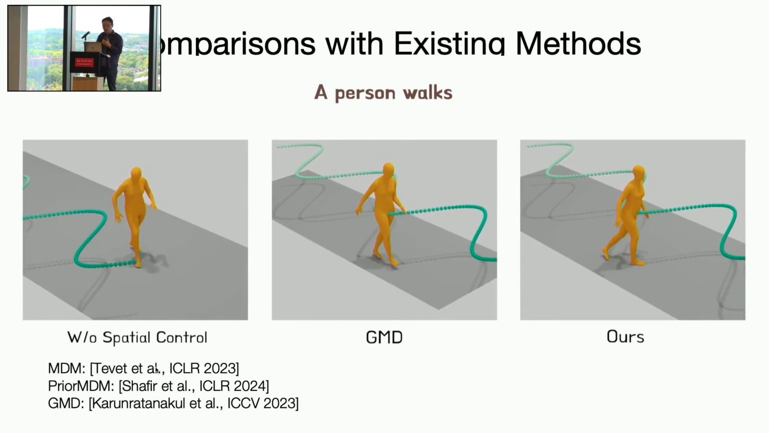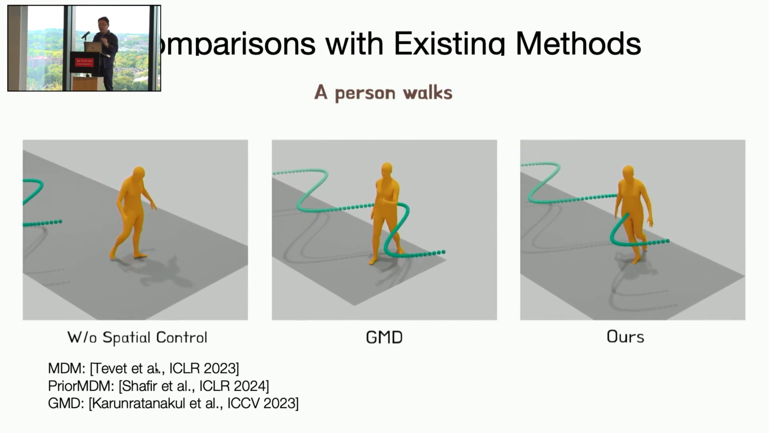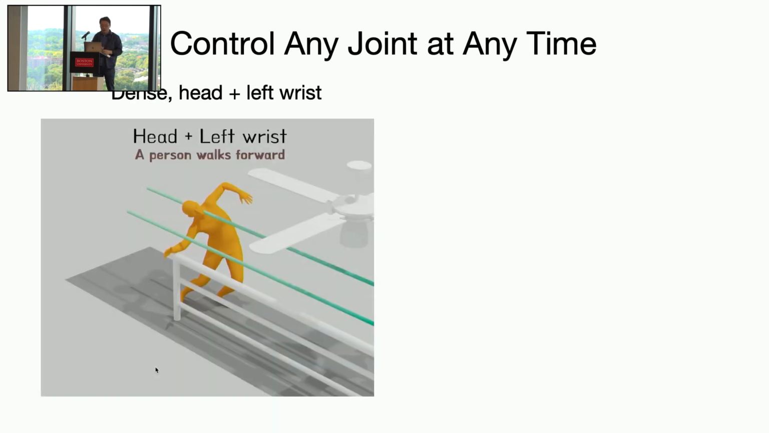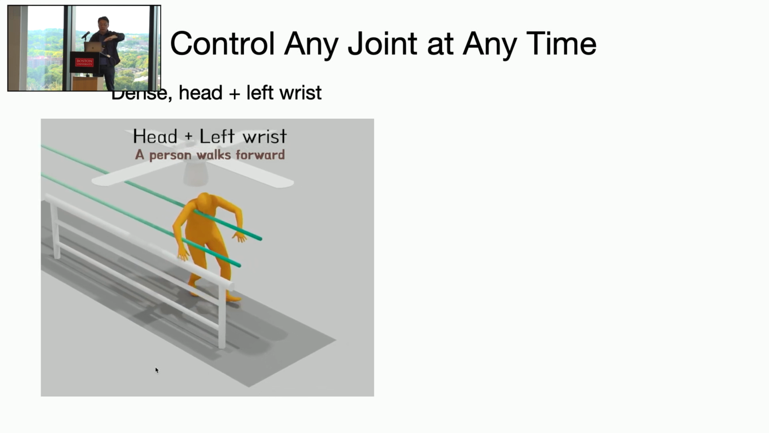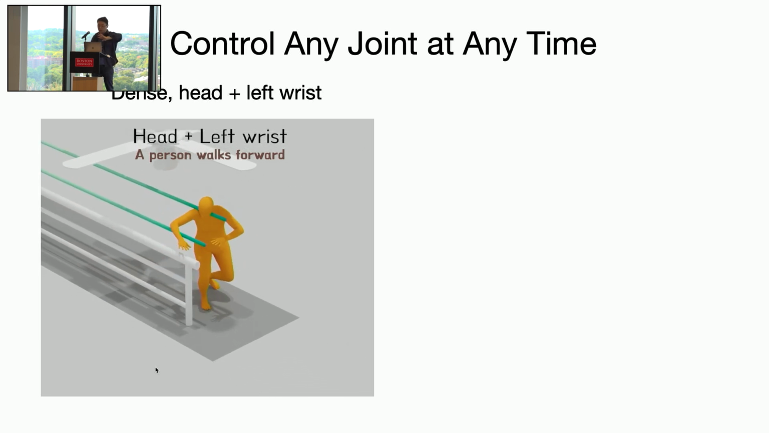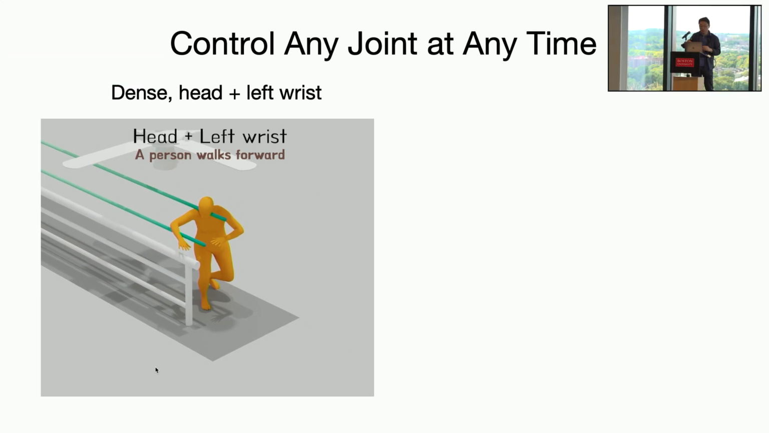Like I said, our system can control any joint at any time. By time, I mean at different time steps, right? In the first frame, in the middle frame, or till the end of the generation. So for example, for some reason there is a low ceiling in the scene, and for this person to walk through, they have to bend over. So we can control the position of the neck and also the hand or the wrist to avoid some obstacles over there.